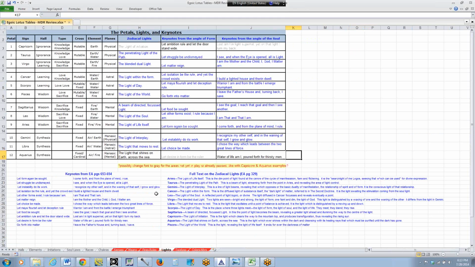Now, the next one has to do with the petals, the lights, and the keynotes. And here below, we have the astrological keynotes, you know, Aries, let form again be sought, Taurus, let struggle be undismayed, and so forth, or Aries, I come forth, and from the plane of mind I rule, and Taurus, I see, and when the eye is opened all is light, or all is illumined, and so forth. And the different lights of the zodiac. They are marvelous, and at the full moon meetings we do give attention to these different lights.